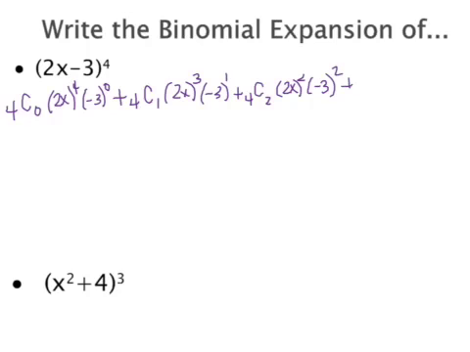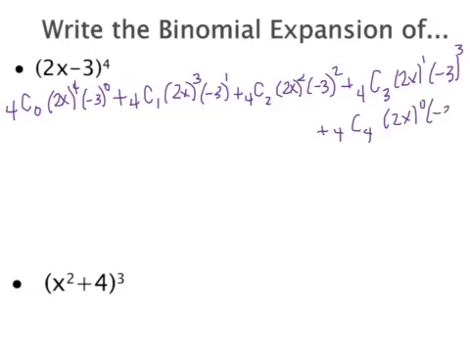Our next term would be 4 combinations of 3. 2x is now raised to the first and negative 3 to the third. And then finally we have 4 combinations of 4. We know we're done because those numbers now match: 2x to the 0 and negative 3 to the fourth. Alright, so this is what I want you to notice about each term.